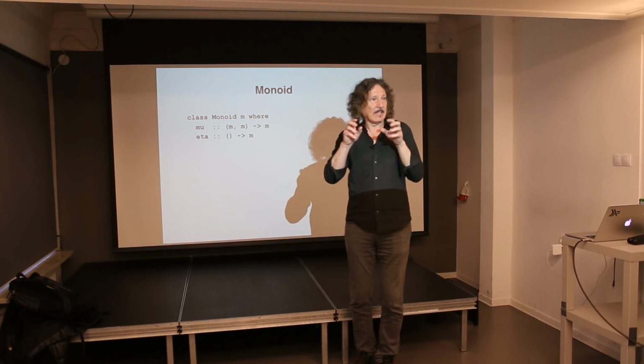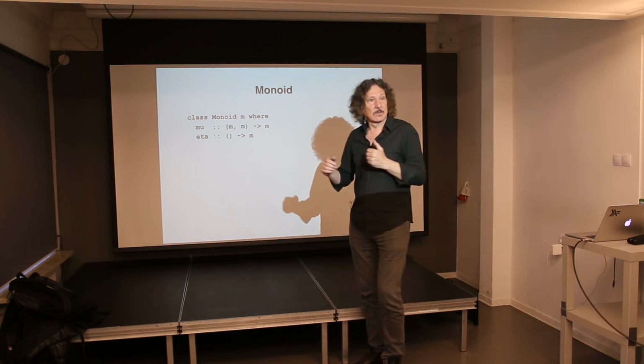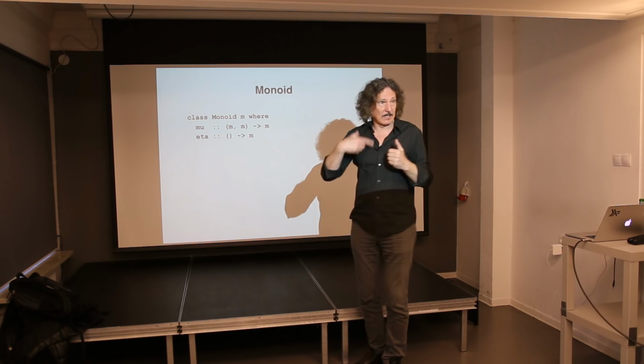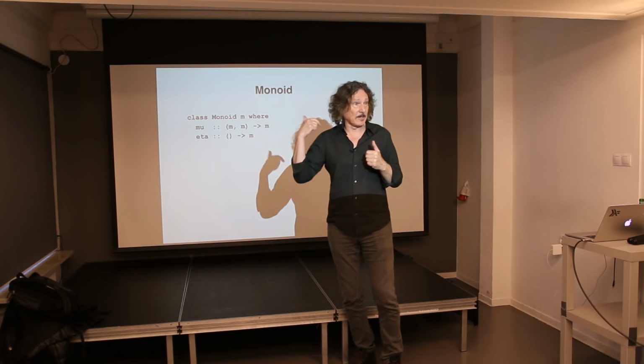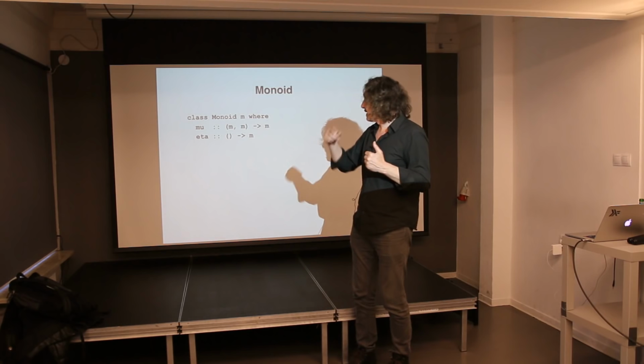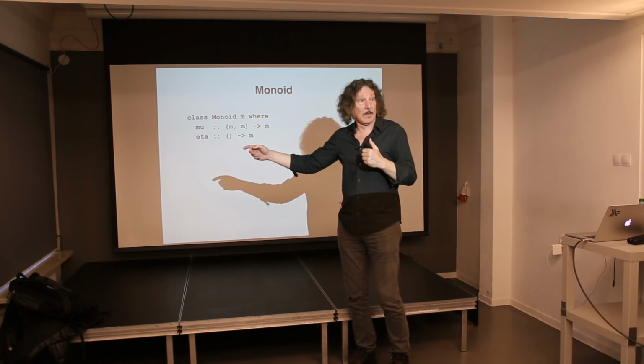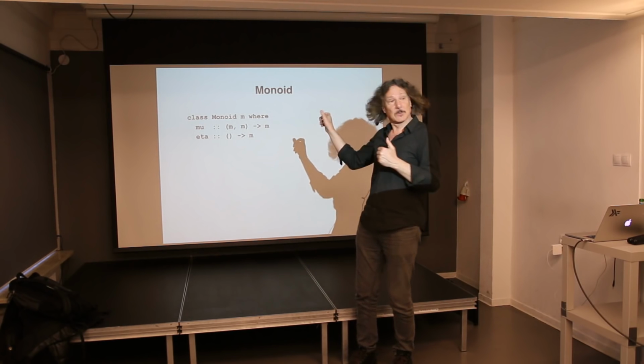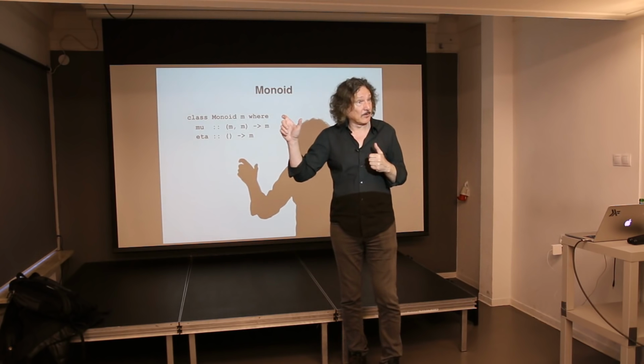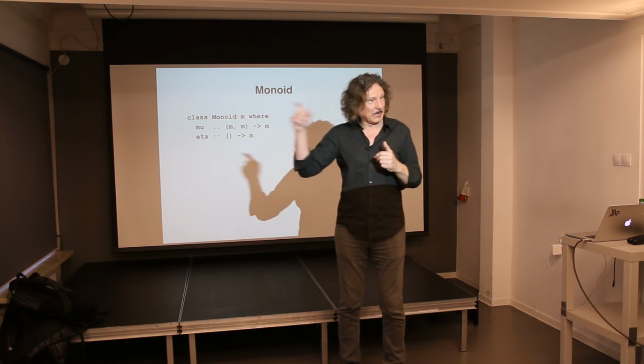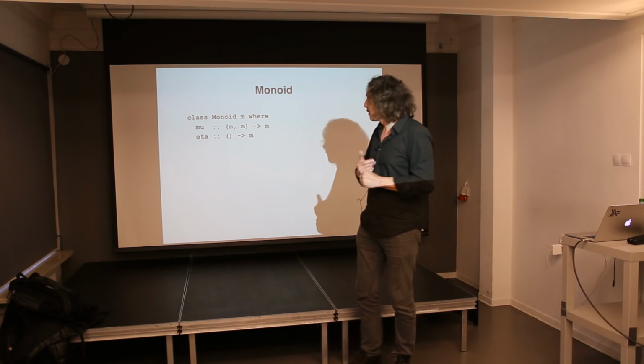So this is my binary operator. A binary operator takes a pair and produces something. Normally, in the standard definition, this thing is curried, so it's written as M arrow M arrow M. But I like to write it in this uncurried form, because this will be easier to generalize later.